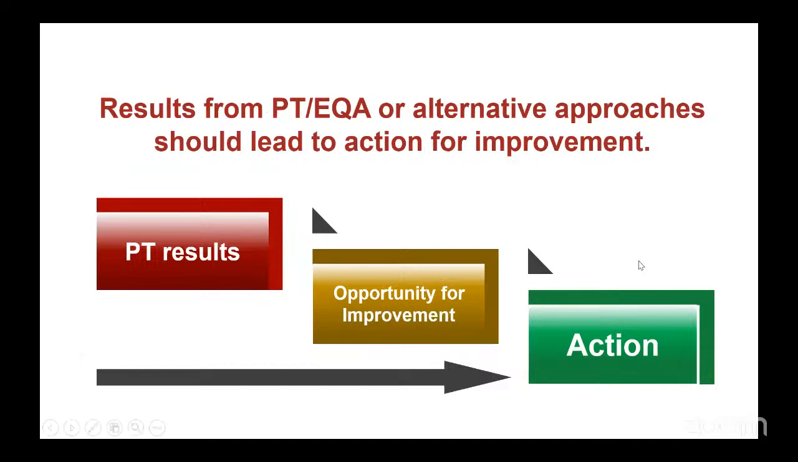Result from the PT and EQA or alternative approach should lead to action for improvement. So that's the essence. You have a PT result, whether from an EQA program, proficiency testing, or your other alternative approach. You need to use it as an opportunity for improvement, and you have to take actions. That's the only way it becomes beneficial.